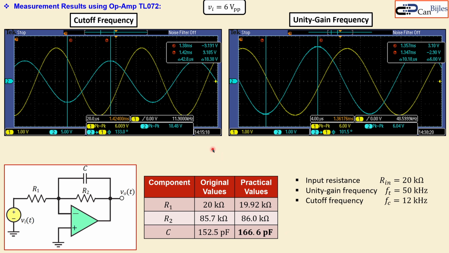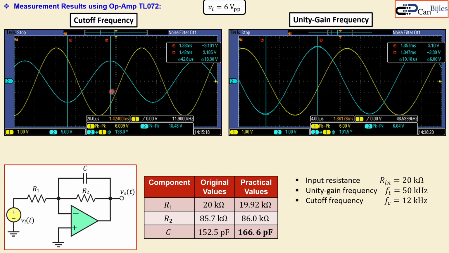So in this case, everything is the same. The R1 and R2 are exactly the same as before. I only changed the capacitor. Now, the left side is the cutoff frequency plot, or the measurement in order to determine the cutoff frequency, and on the right side you see the unity gain frequency.